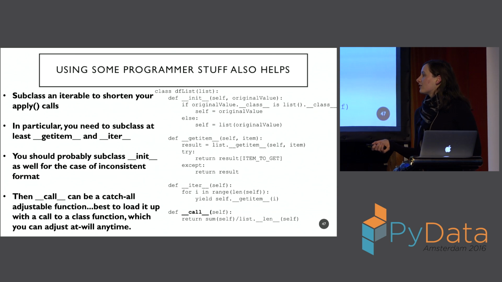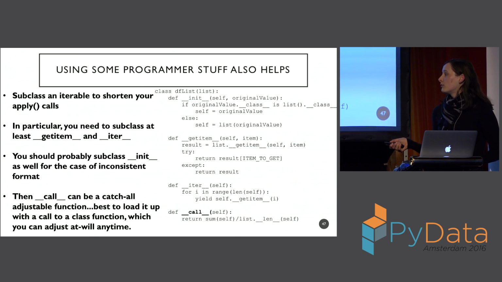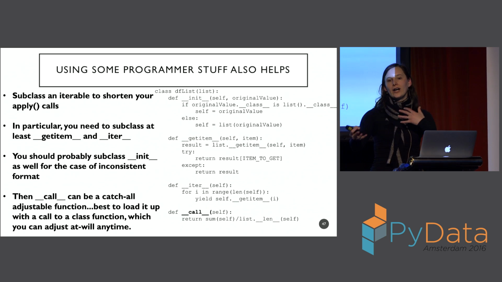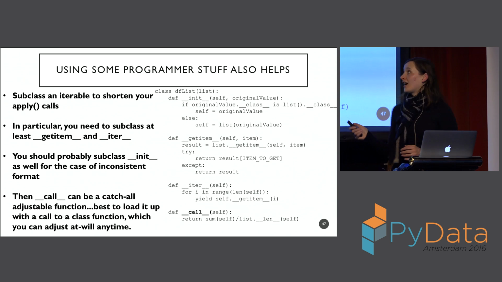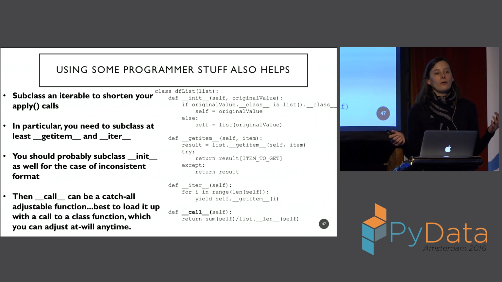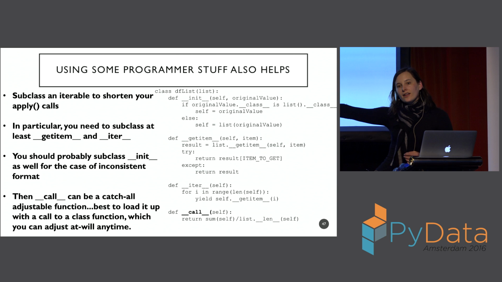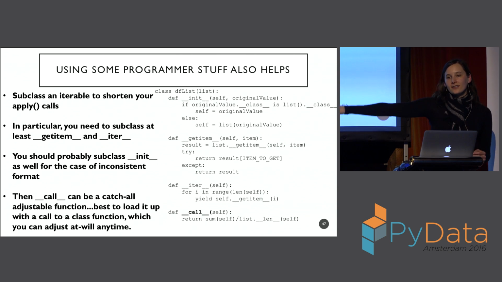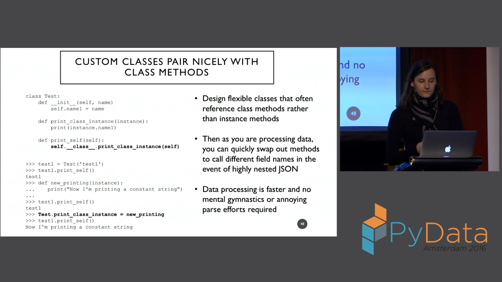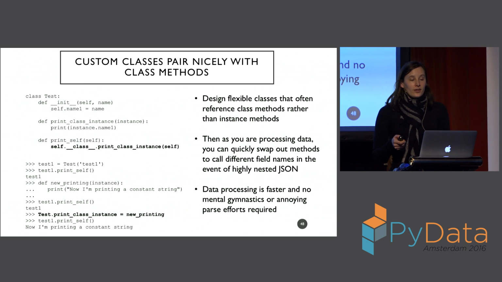Then, for example, what I do, I don't know if this is best practice, but it's super flexible. __call__ can be a catch-all adjustable function, right? So anything I want to happen to the data in my column that has now been subclassed, say as my DF list, I can keep rewriting __call__ to do whatever I want. And then instead of those really long Python lines telling the apply function what to do, I just put those parens afterwards, and boom, it's nice, it's short, and it's beautiful. I'll also point out that custom classes pair nicely with class methods, right?